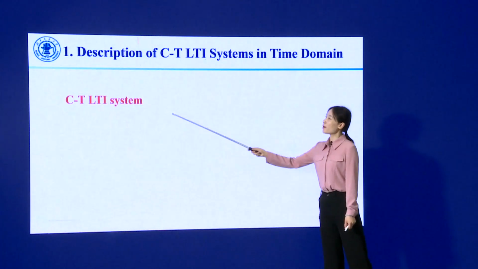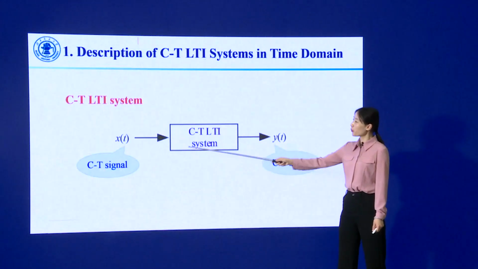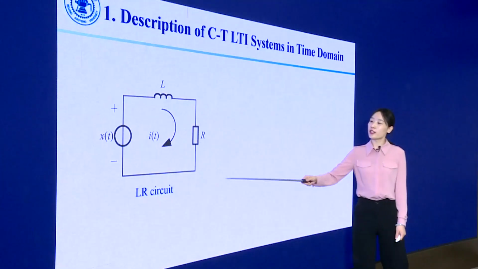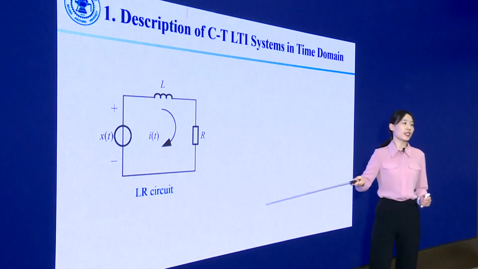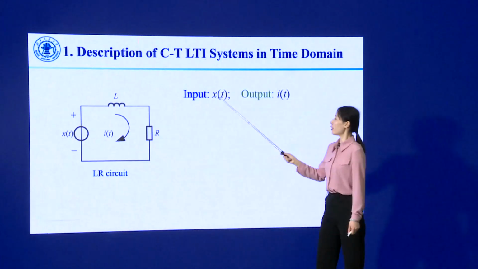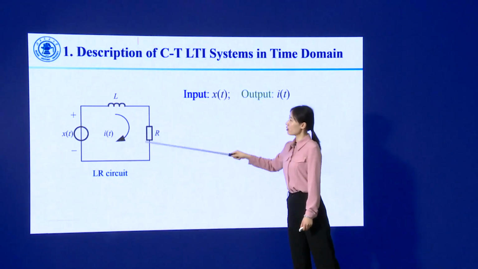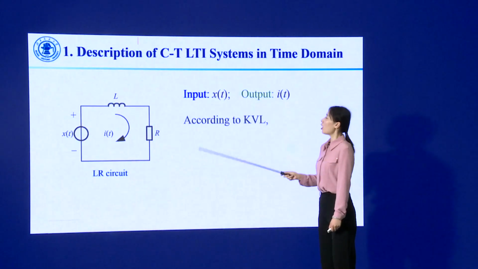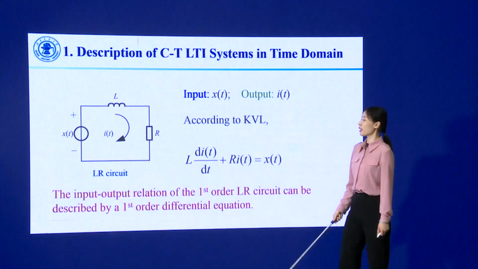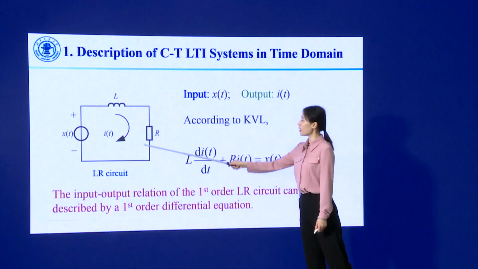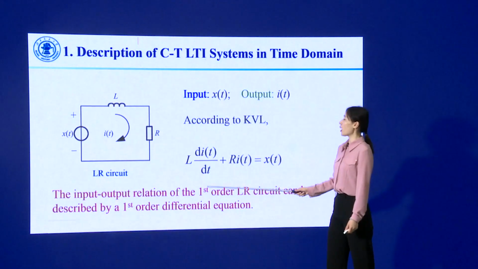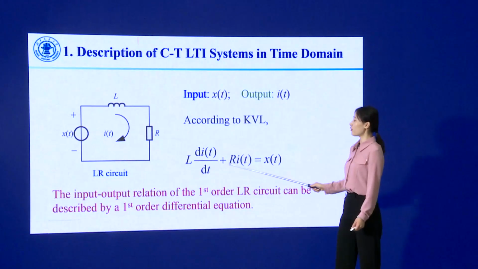For a continuous time LTI system, the input and output are both continuous time signals. Here, the LR circuit is one CT LTI system. And we use this voltage source as the input, and the current is the output. According to the KVL, we can get the equation. That is to say, the input and output relation for this first-order LR circuit can be described using the first-order differential equation.